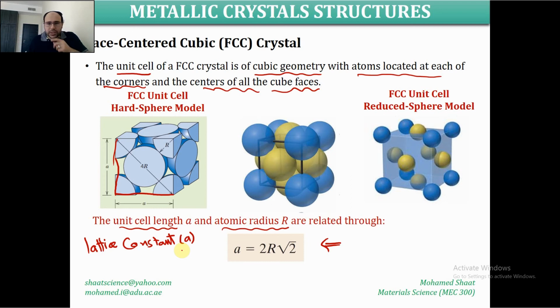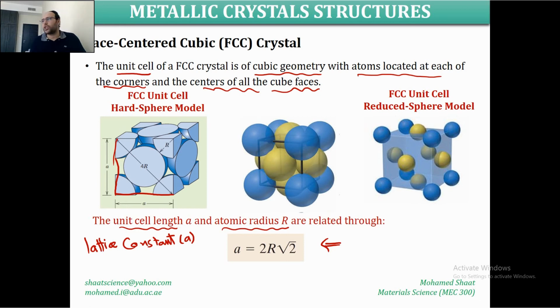Plus, in addition to this, there are some other atoms located at the center of each face. How many faces does any cubic shape have? We have 6 faces in total. So at the center of each of these 6 faces, there should be an atom located exactly at the center, like this yellow atom, and there is another atom on the back, one on the left, one on the top, and one on the bottom. So this is how we arrange atoms inside a cubic unit cell based on the FCC crystal structure.